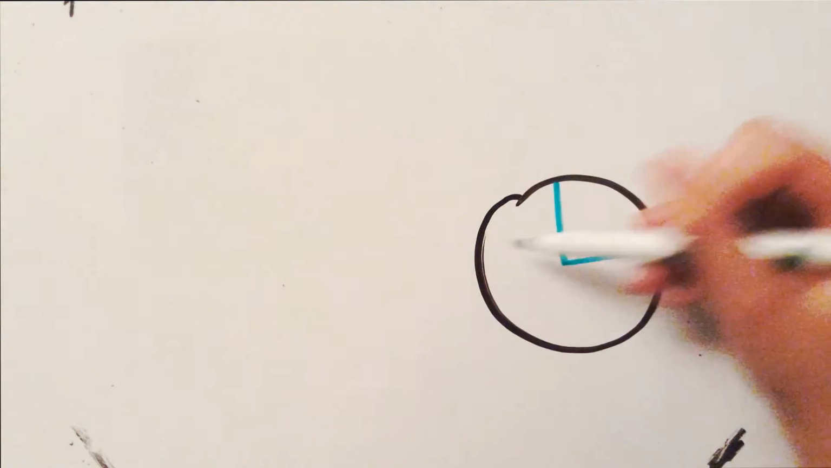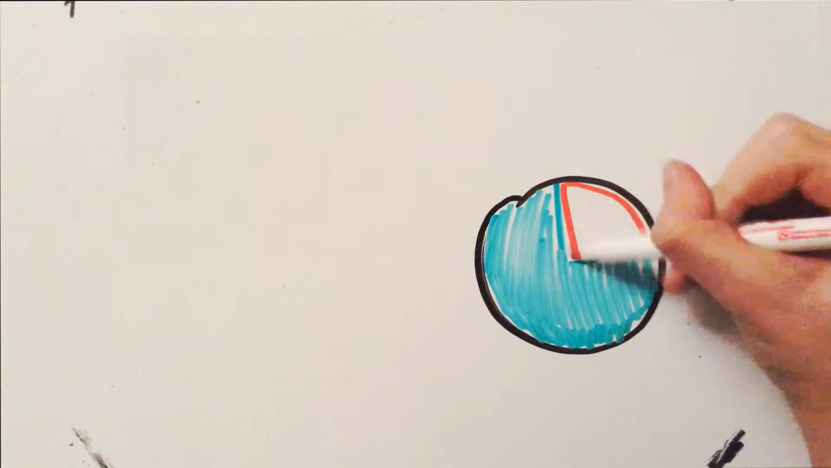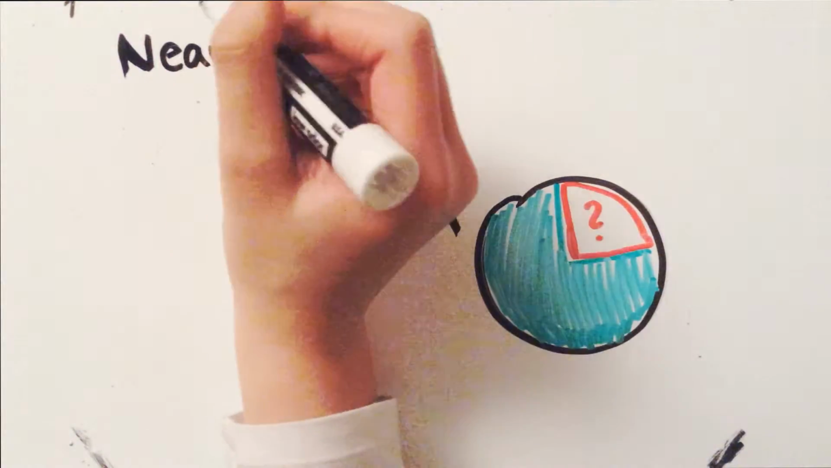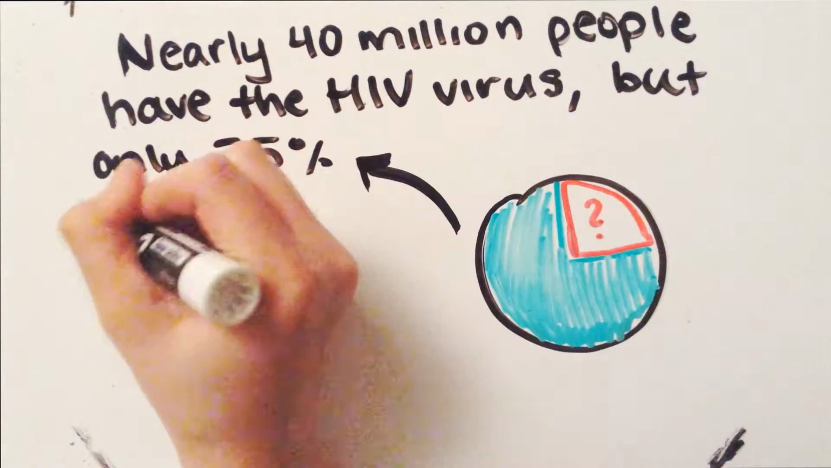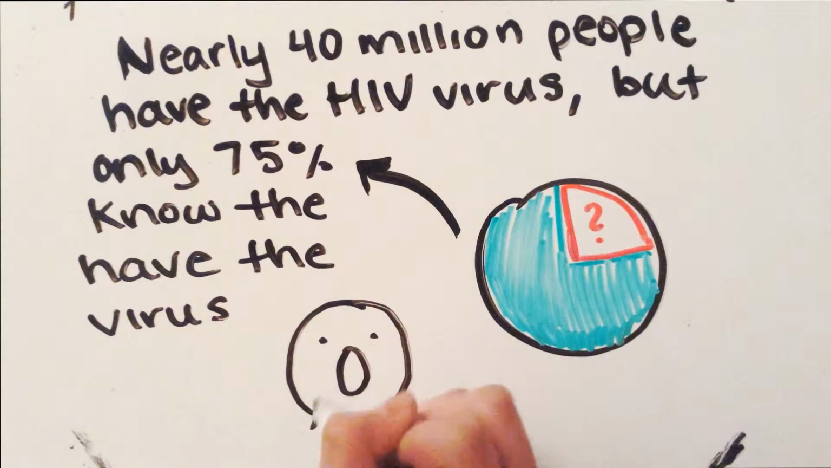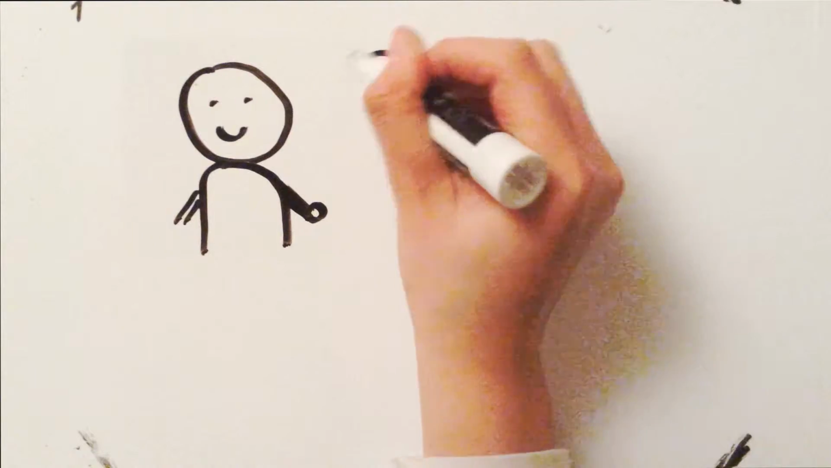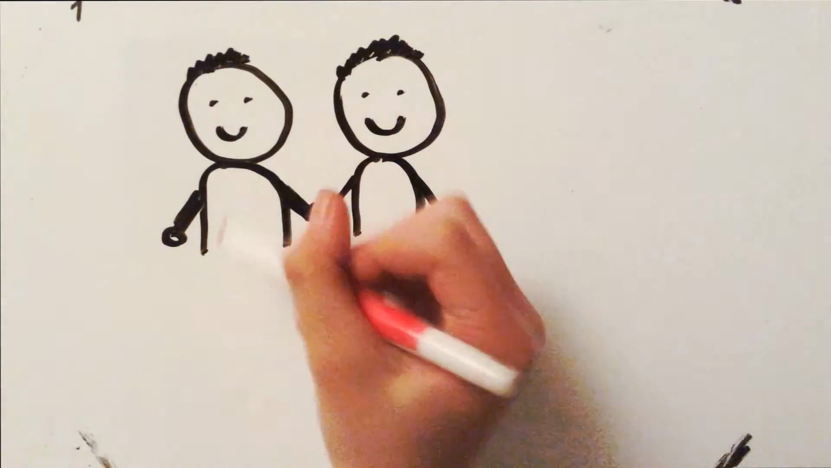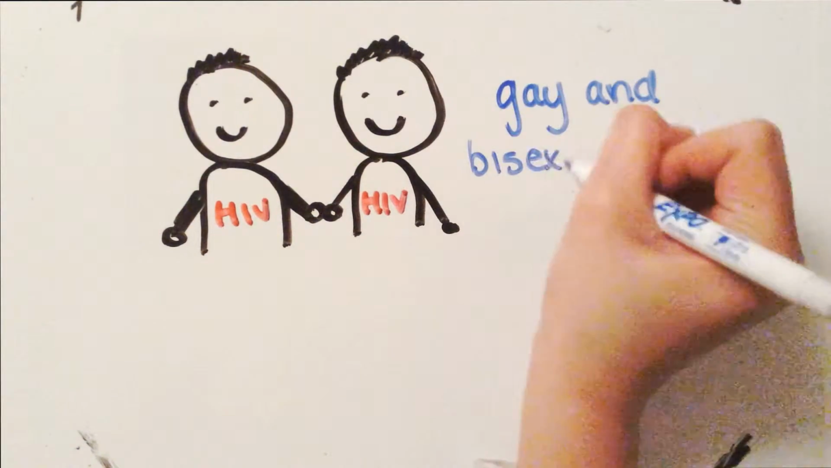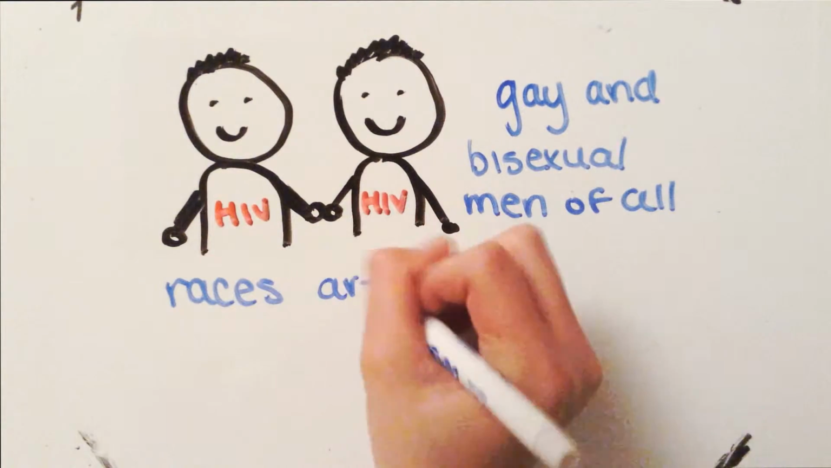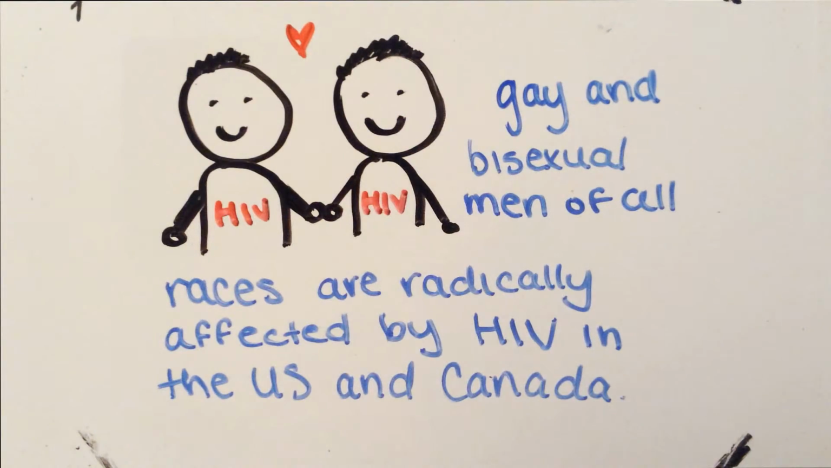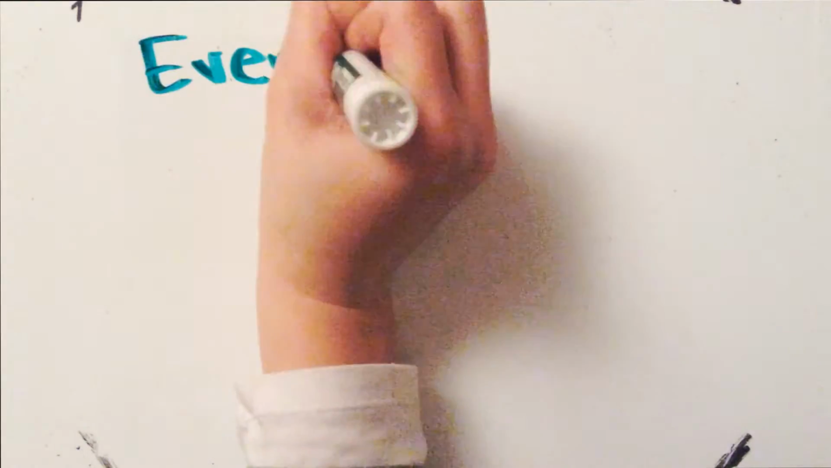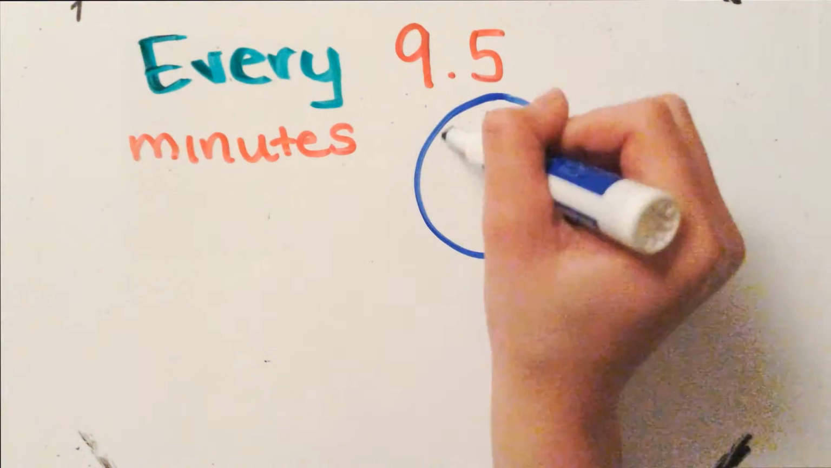And here are some other interesting facts that you probably did not know about HIV. Although nearly 40 million people are living with HIV and 2 million individuals are affected every year, only 75% of them actually know they have the virus. Homosexual and bisexual men of all races are the most radically affected by the human immunodeficiency virus in the US and here in Canada. And during the time that you watch this video, or around every 9.5 minutes, someone is diagnosed with HIV in the US.